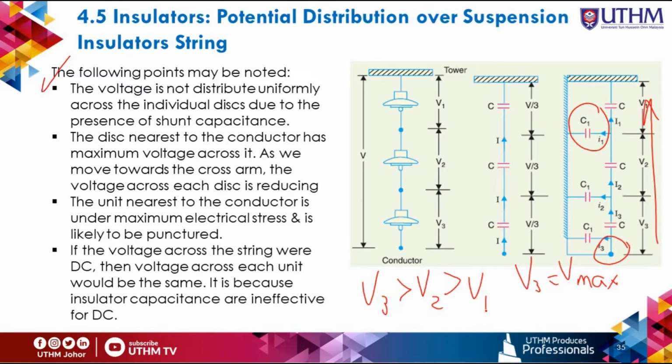If the voltage across the string were DC, then the voltage across each unit will be the same. It is because insulator capacitances are ineffective for DC. So if this system is DC, all the voltage across each unit will be the same, because these insulator capacitances are not effective for DC voltage.